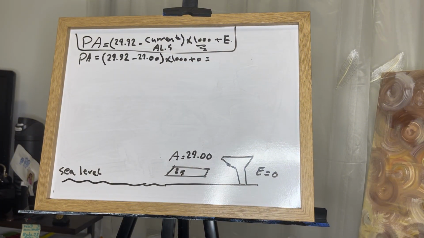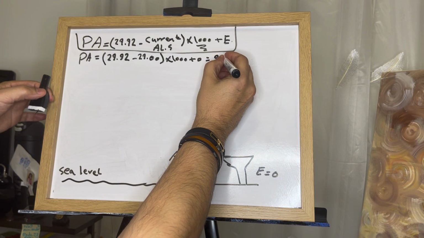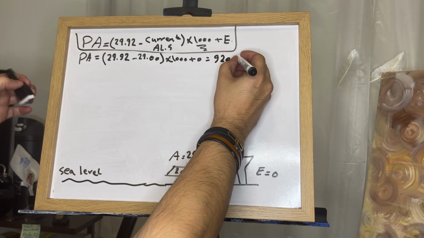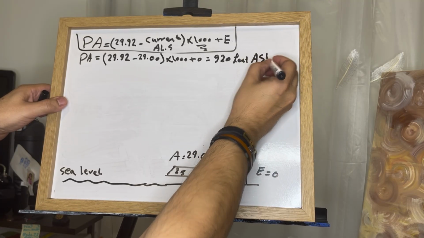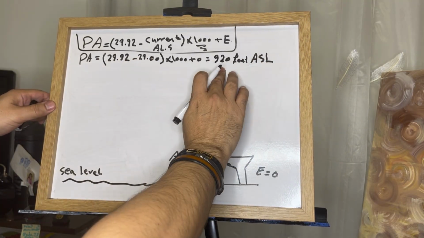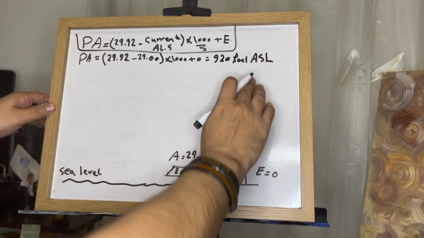So we can calculate that with a calculator. 29.92 minus 29.00, multiplied by 1000 plus elevation, gives 920 feet above sea level. So the pressure altitude equals 920 feet above sea level.